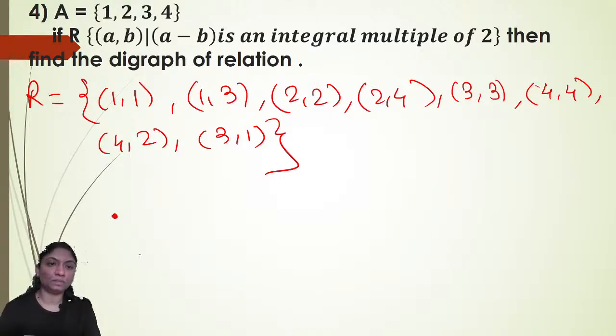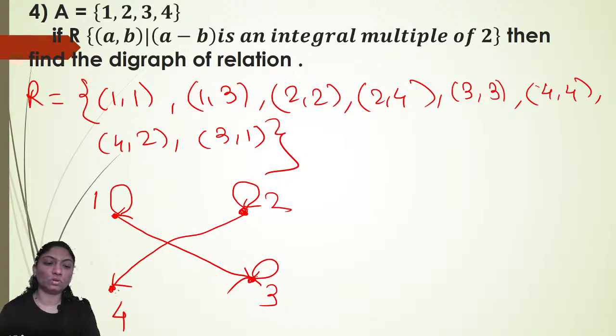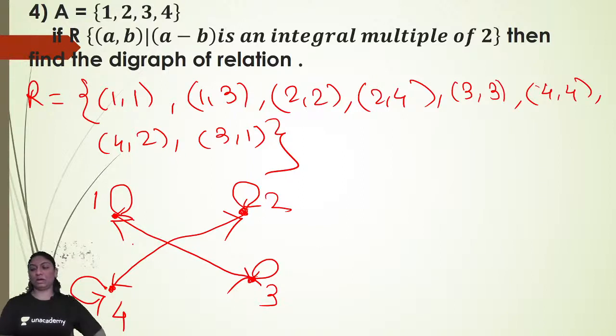So we can plot here 1, 2, 3, 4. So (1, 1), and (1, 3), (2, 2), (2, 4), (3, 3), (4, 4), then (4, 2) and (3, 1). I'm pointing the same edge, I'm pointing like this. Right? So this is your diagram of the given relation R.